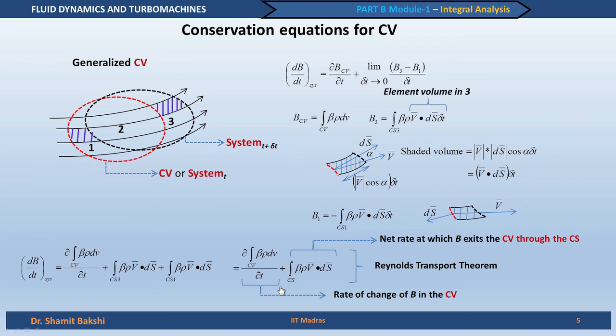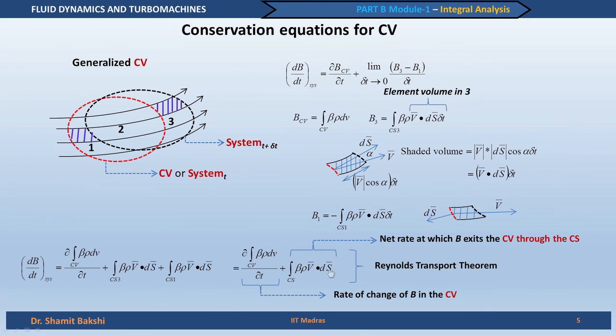So, again just to repeat, the Reynolds transport equation converts the time derivative of any quantity for a system to a similar expression for a control volume. The time derivative of any quantity for a system, in terms of the control volume, can be written as a summation of two terms. The first term is the rate of change of that quantity in the control volume, and the second term is the net rate at which that quantity exits the control volume. Basically, that is the Reynolds transport theorem.